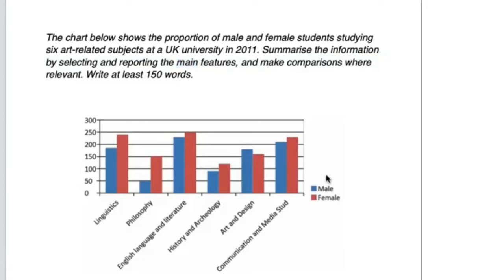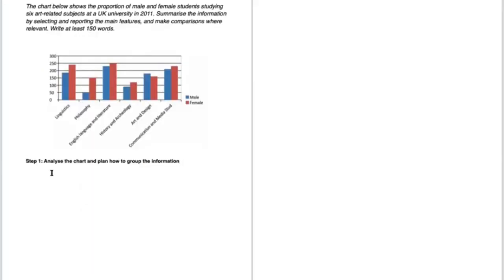Now again, we have male and female students. So male students are represented by the blue color and female by this red. And again, we have our categories on the x-axis here. So remember, our step 1 is to analyze this chart and plan how to group the information. Okay, and the best way to do this is to make an outline or to make a chart just so that it's clear to you.